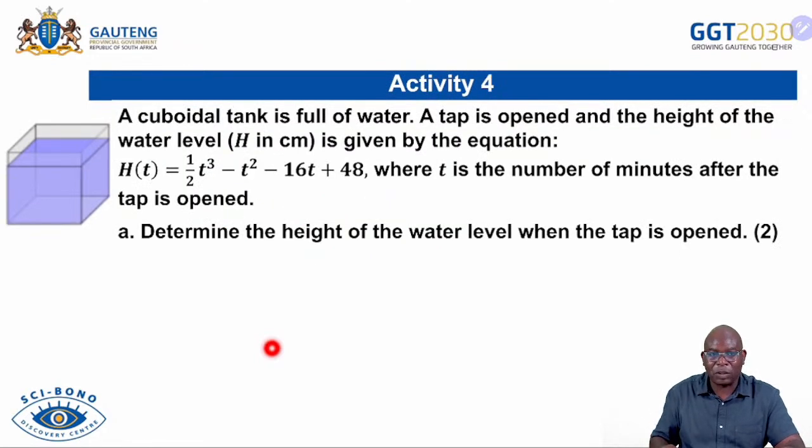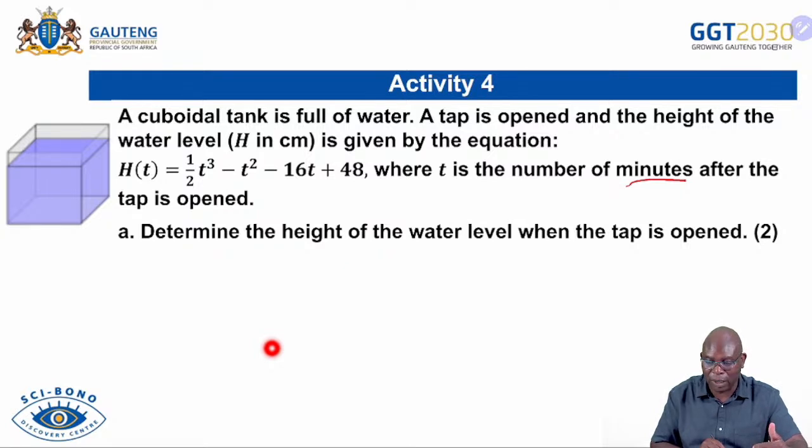Now, the last question that we're going to do is this one. We're saying a cuboidal tank is full of water. A tap is opened and the height of the water level H is given by that equation, where t is the number of minutes. We're talking minutes here, so the units are very important. They say determine the height of the water level when the tap is open. What will be the height of the water at that particular time?